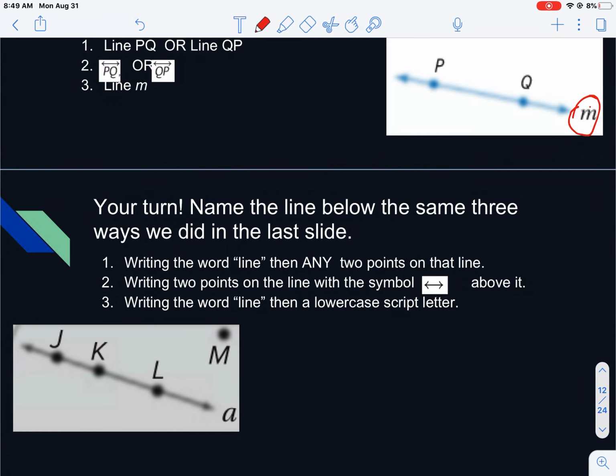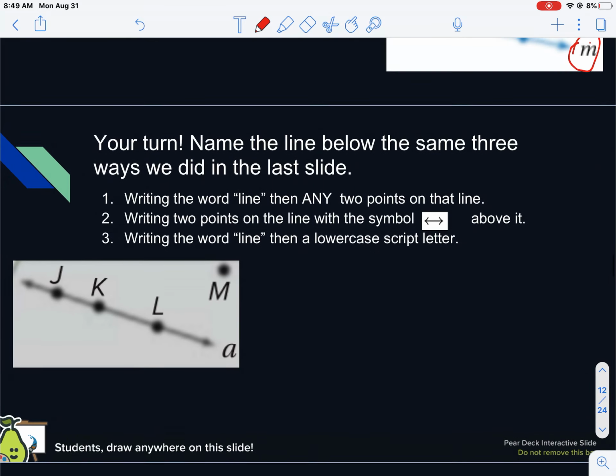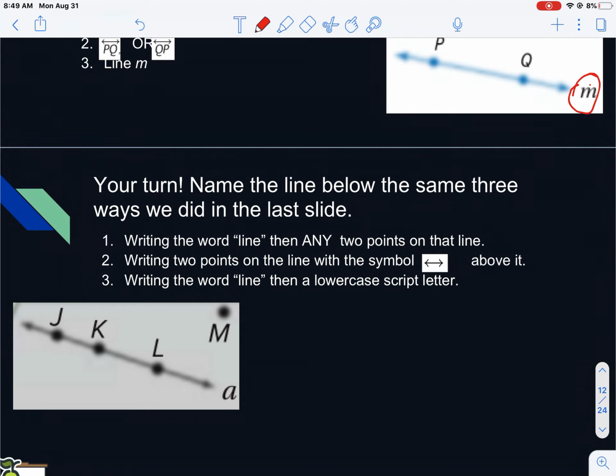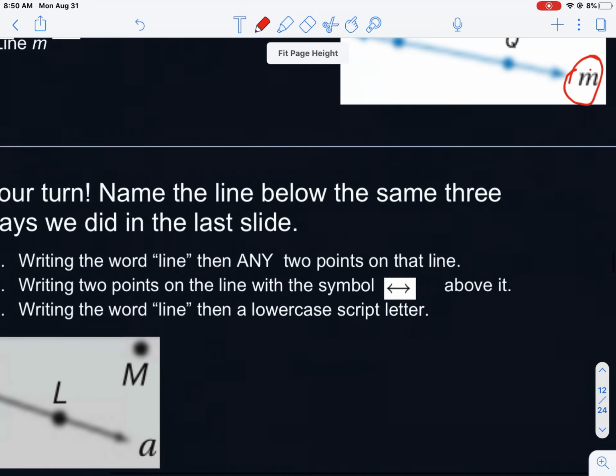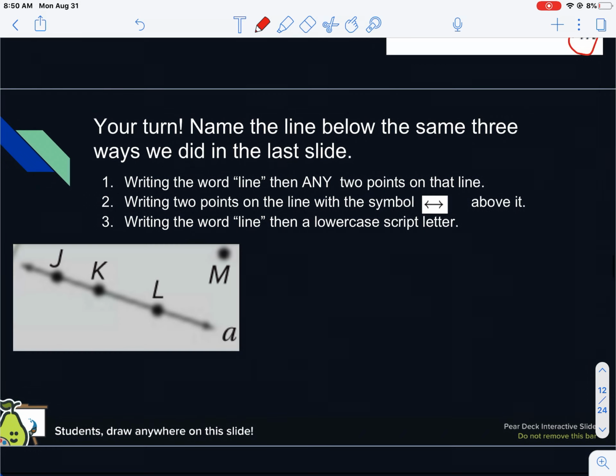All right, so your turn. And the same 3 ways. Now on the Edpuzzle here, you're not going to be able to do the second way, I don't think. But you can probably do the first and the third way. So you're going to write the word line, then any 2 points on the line. Actually, just follow the directions. It's the same as the last slide, okay? So right here, you're going to name this line right here, okay? And then I'll go over the ways you can name it.